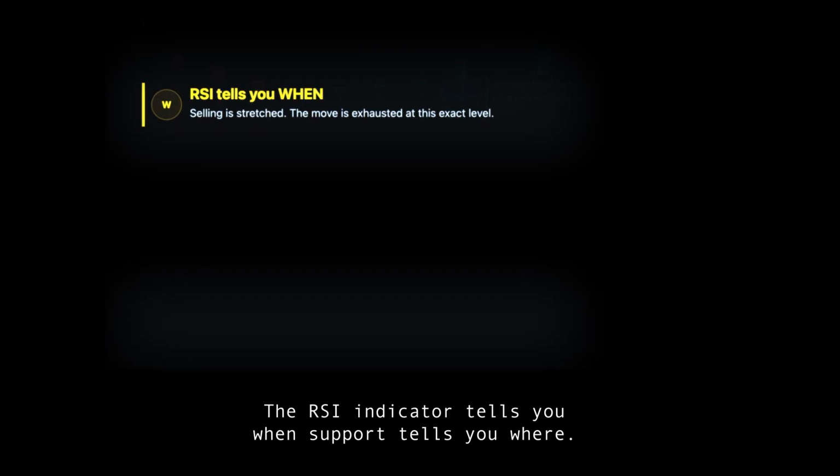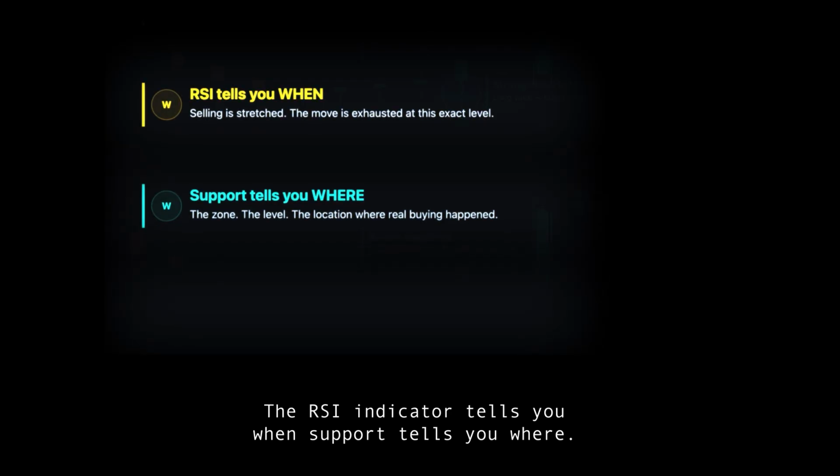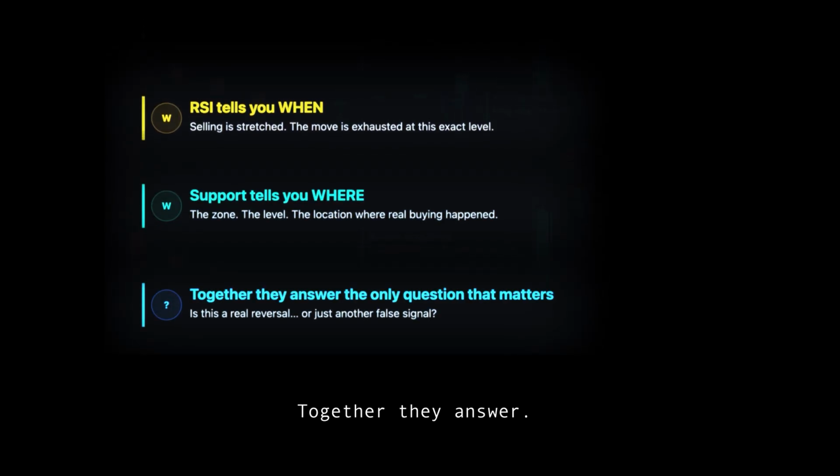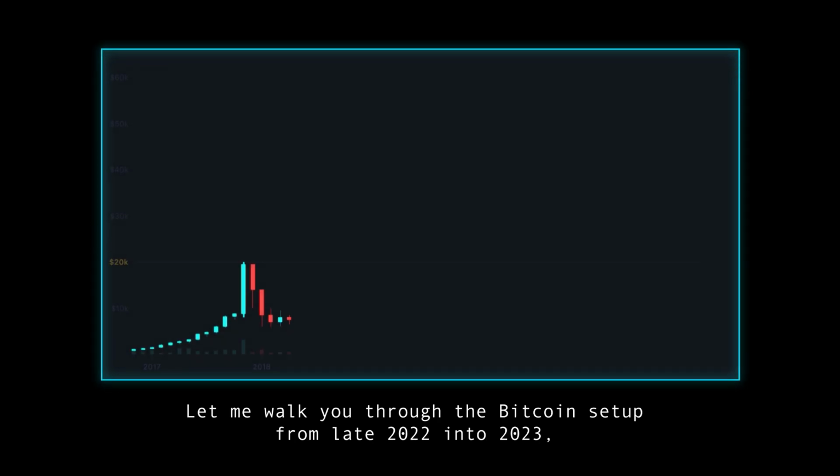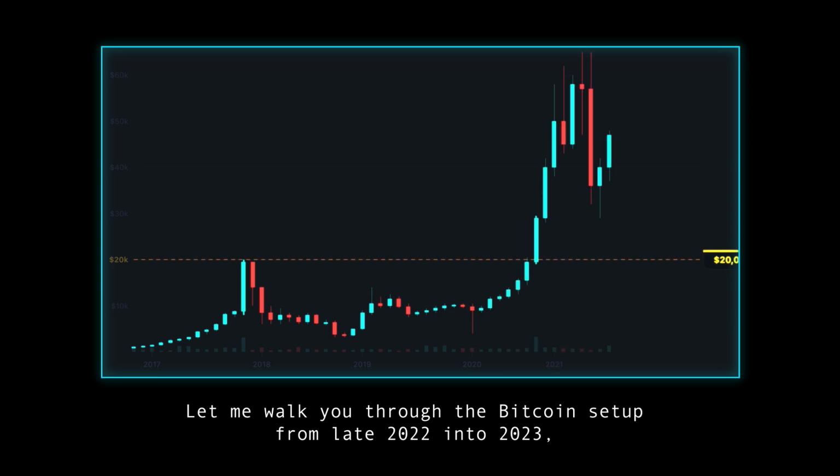The RSI indicator tells you when, support tells you where. Together they answer the only question that matters. Is this a real reversal point or just another false signal? Let me walk you through the Bitcoin setup from late 2022 into 2023.